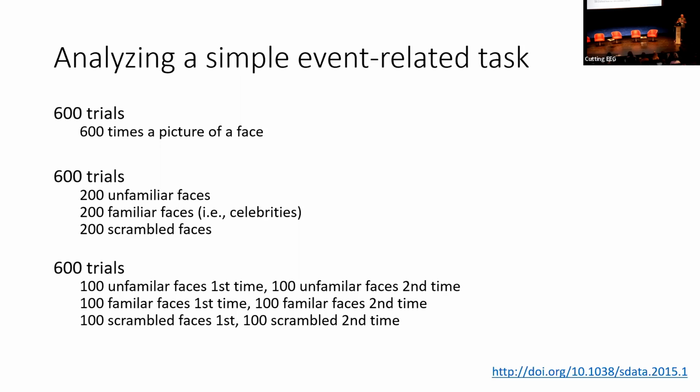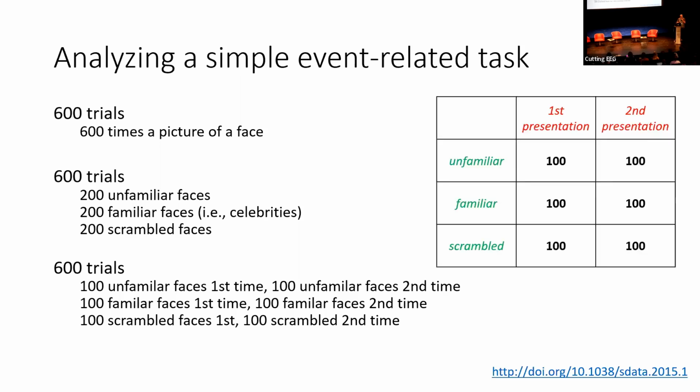And each of them is presented twice. So there's 100 familiar faces presented for the first time, and they're also presented the second time, and so on for the others. And that means that there's a multifactorial parametric design in this experiment. So we have the factor of the type of stimulus, and we have the factor of whether it's the first or the second presentation.